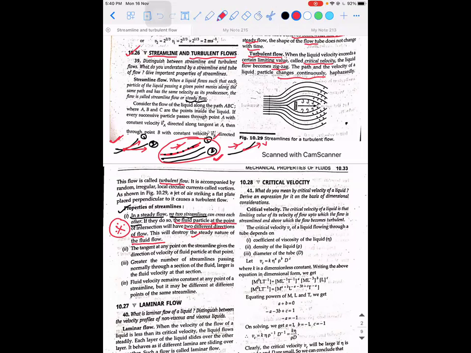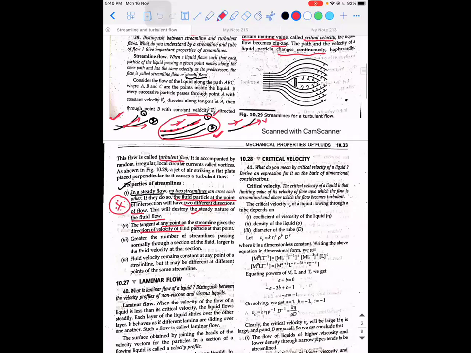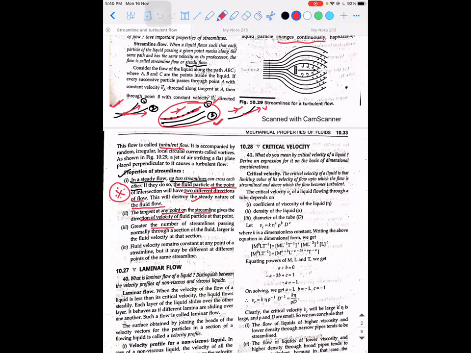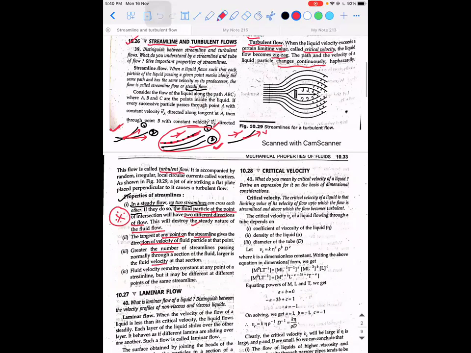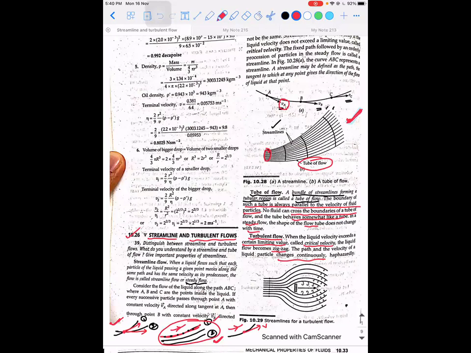Second, this point I've already told: the tangent at any point on the streamline gives the direction of velocity of the particle at that point. Third, the greater the number of streamlines passing normally through a cross section of the fluid, the larger is the fluid velocity at that section. Let me give you an example for understanding. If I take this example, where is the density of streamlines more? 1, 2, 3. On a comparative basis, where is the density of streamlines more?